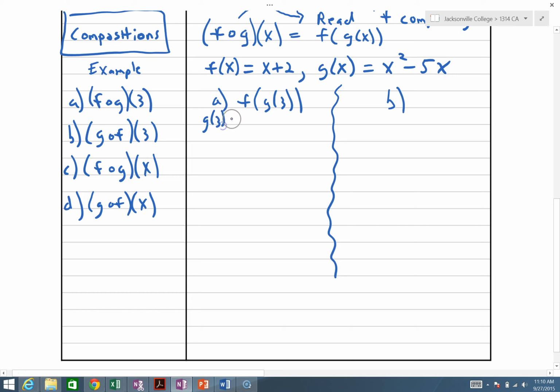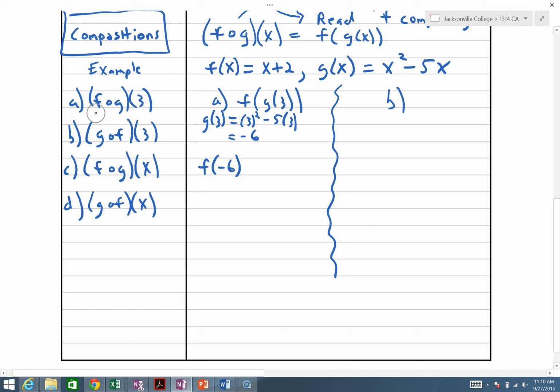G of 3 is equal to taking 3 and substituting it into my G function. That is 3 quantity squared minus 5 times 3. All right. So this is 9 minus 15, that's negative 6. G of 3 is negative 6. Now I know that G of 3 is negative 6, so I'm just taking this negative 6 and substituting it in there. So now I want to find what is F of negative 6.